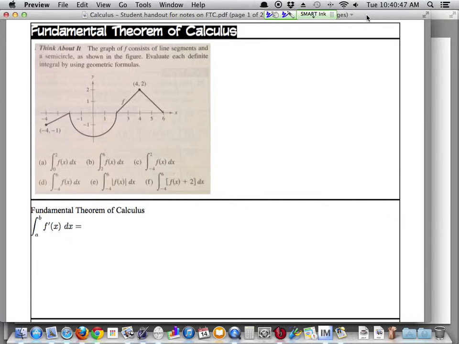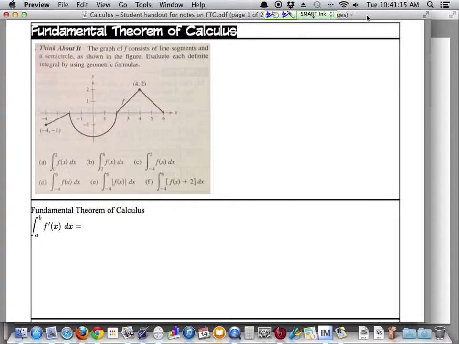Okay, today we're looking at the fundamental theorem of calculus, but before we get to that, I want to work on this first problem up here. They have given me a figure, and this figure is made up of line segments and half of a circle. Given that, we want to find all of these definite integrals down here on the bottom.